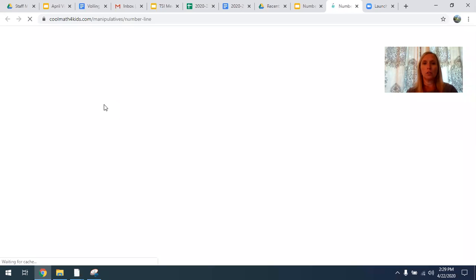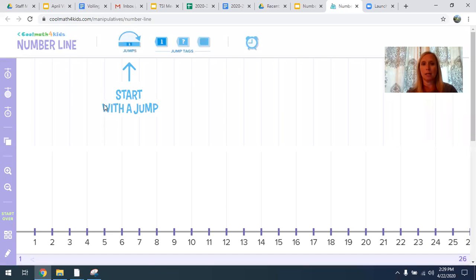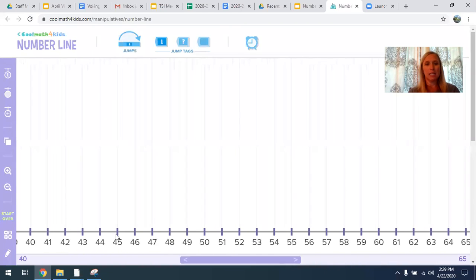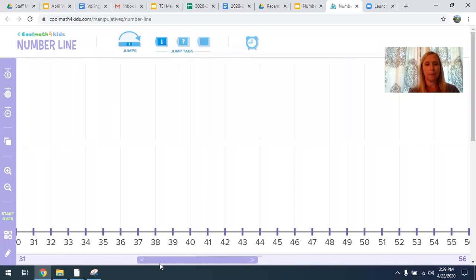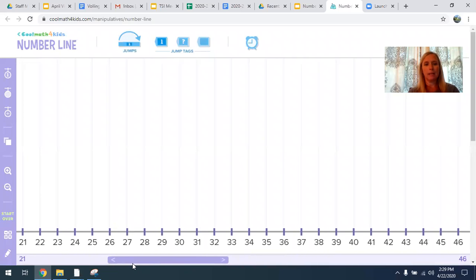So I'm going to go over to my virtual number line. And because I'm starting at 25 plus 13, I've written that down so we wouldn't forget, I need to start at 25. So I'm going to find 25 on my number line here. Okay, here's 25. And then in the number 13, how many tens are there? 1 ten. So I'm going to skip over 10.